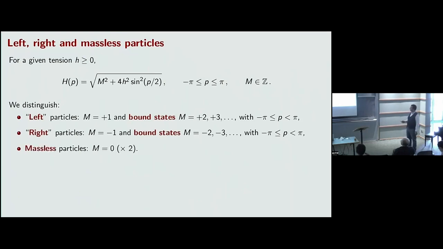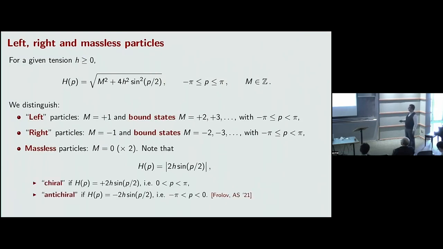And I will call massless the ones with m equals 0, because the dispersion relation no longer has a mass cap. And if I want to be picky, I should tell you that there are actually two such massless representations. And the dispersion relation now becomes non-analytic. And when the dispersion relation is non-analytic, you should say, well, then I should distinguish between particles that move on one branch or on the other branch. And I give them names. On the one branch, I call them chiral. On the other branch, I call them anti-chiral. Notice that even if there is this split, these particles don't move at the speed of light. It's not a relativistic dispersion. The velocity will depend on the momentum, but there are two branches.